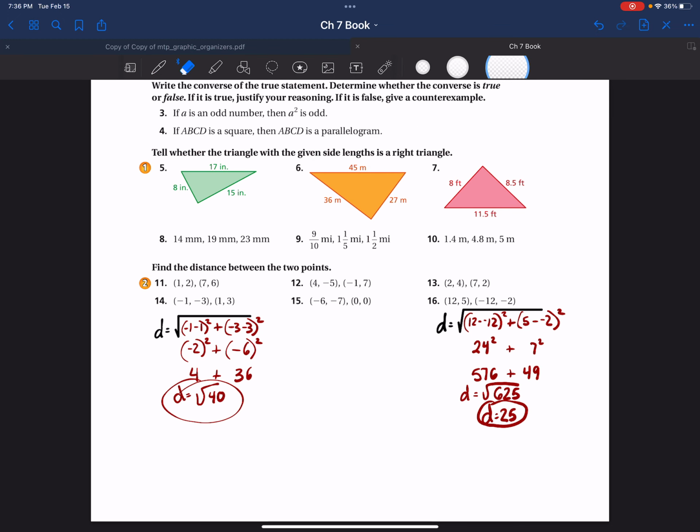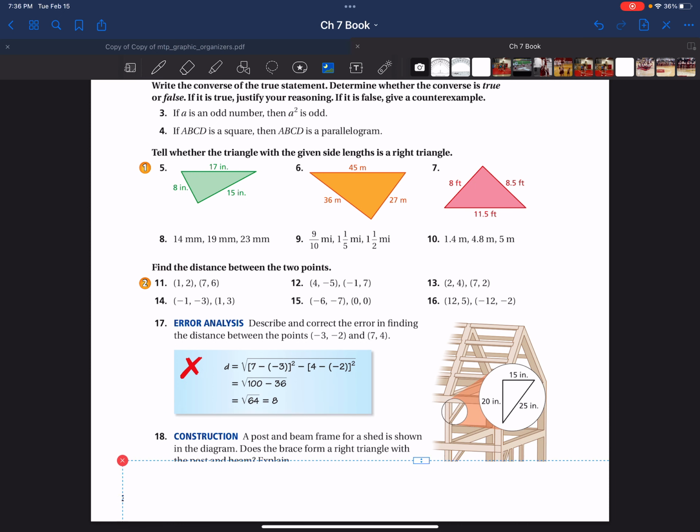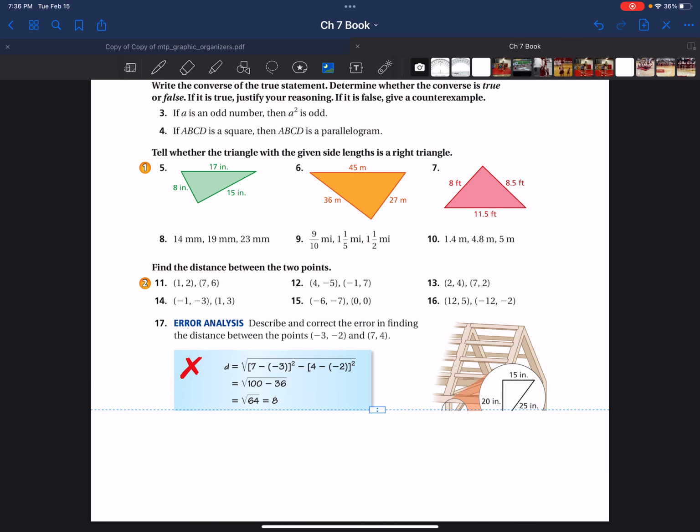Hopefully you guys are writing all of this down. It would really not be fun to have to rewatch the whole video just to write all the stuff down. Okay. Let's just do the error analysis and then be done.